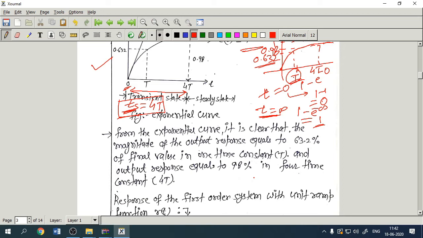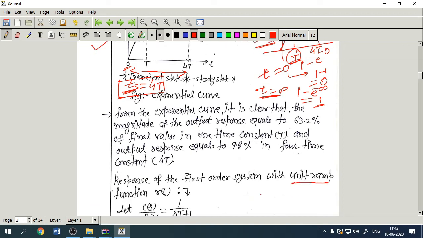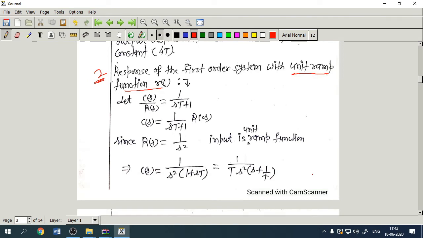Now we will consider the second input, which we define as a unit ramp input. First is the step input, and the second one we define as a ramp input. Suppose we give the unit ramp input, r(t) equal to t. Its Laplace transform is R(s) equal to 1 by s square, right? Putting R(s) equal to 1 upon s square in this equation, we find C(s) equal to 1 upon s square into 1 plus sT.